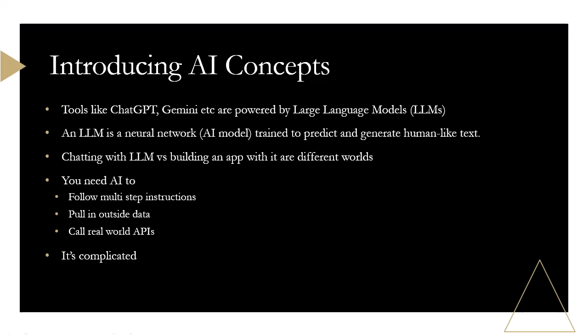But here's the thing, when you try to build real apps with an LLM, not just chat with it, things get complicated fast. Suddenly, you are not just sending a question and getting an answer. You are trying to control the conversation. You need the AI to follow multi step instructions, pull in outside data, maybe even call real world APIs. And if you are doing that with just the raw API calls, it feels like trying to build a Lego set without the instructions. You might get there eventually, but it's messy and frustrating.